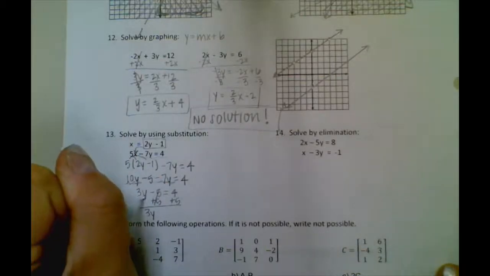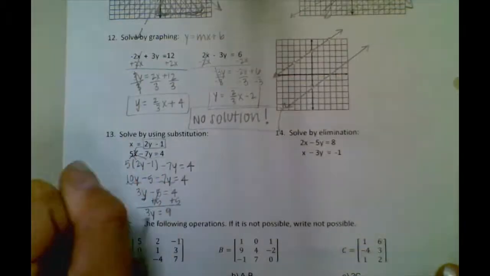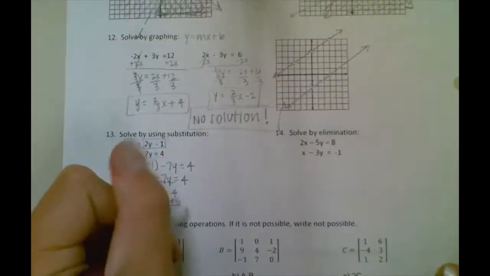3y equals 9. And then divide both sides by 3. Y equals 3.